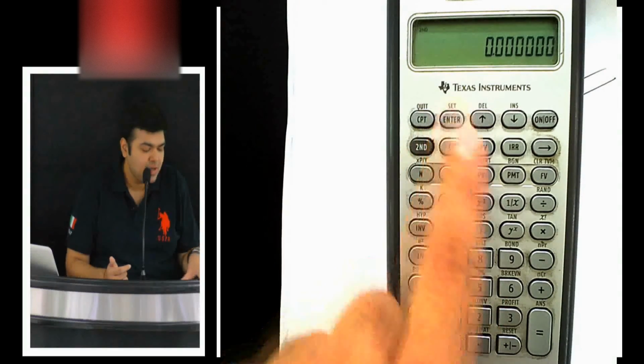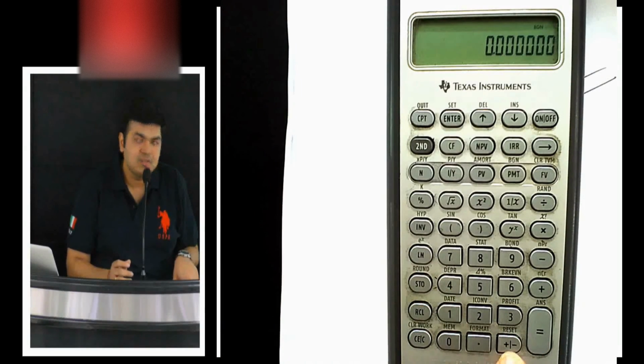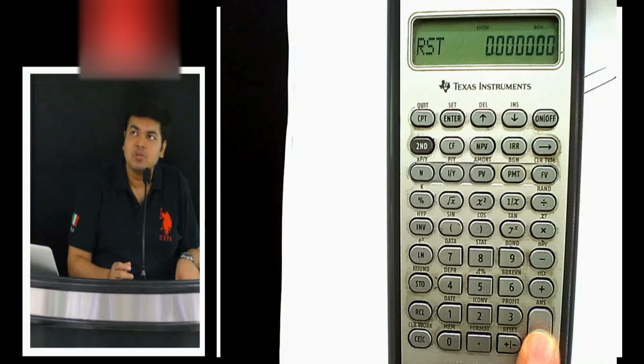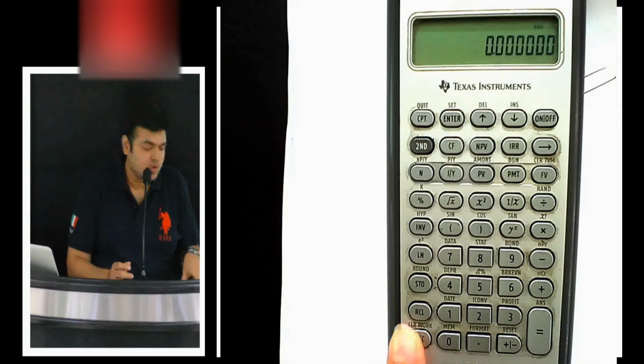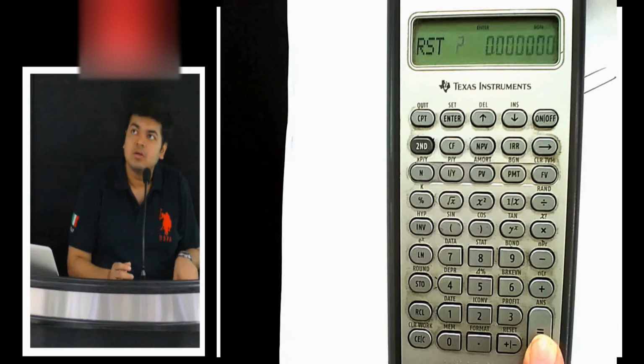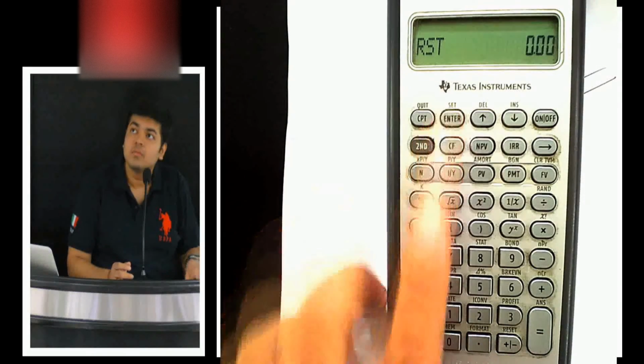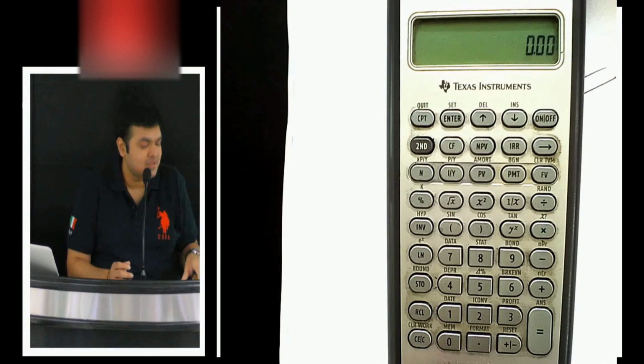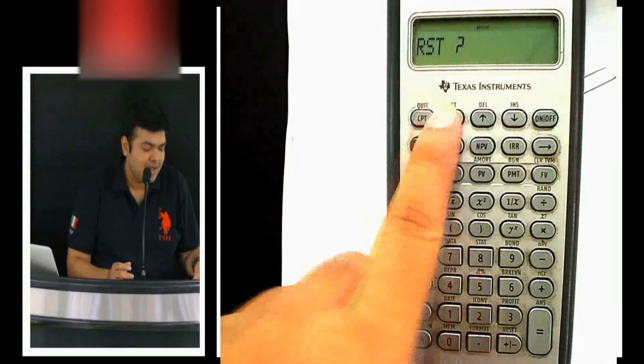Now say for example, I have set the beginning mode and I'm not able to remove it for whatsoever reason, or there is something wrong with my calculator. What you could do is, there is a RESET word written above the plus-minus button. Everybody with me? Second RESET, equals to, and then second RESET, enter. And when you press enter, it gets back to the factory settings, the default settings. So second RESET, enter, and back to the factory settings. You can always reset your calculator back to the factory settings, back to the default.